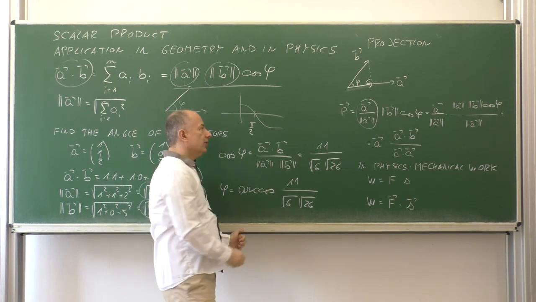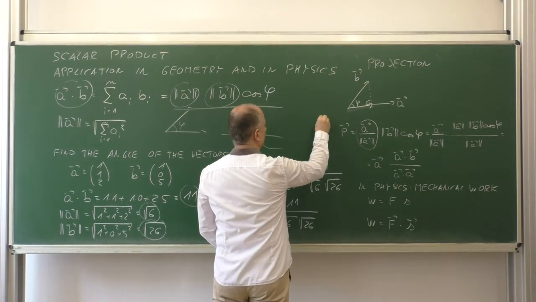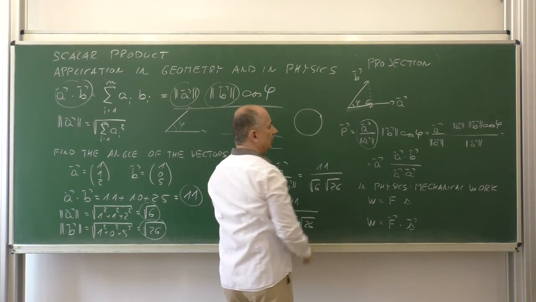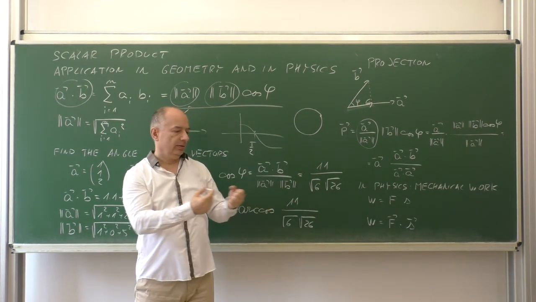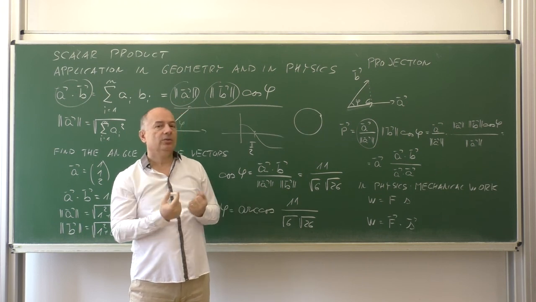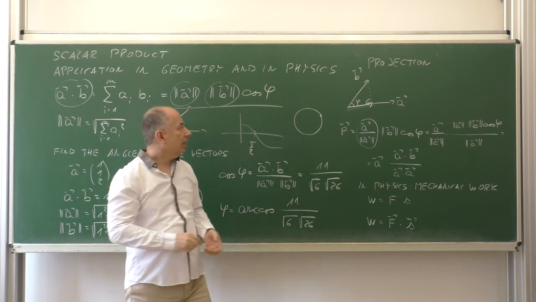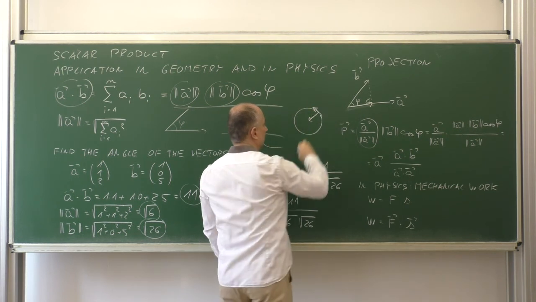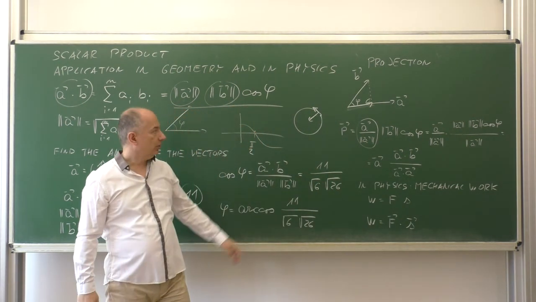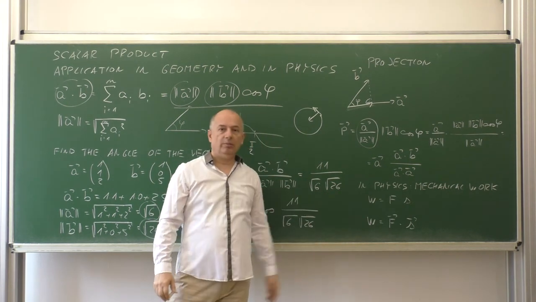And this is the case for a circular motion. If you want a point to move along a circle, then you must attract it to the center. But this force is orthogonal to the direction, so this force makes no mechanical work.